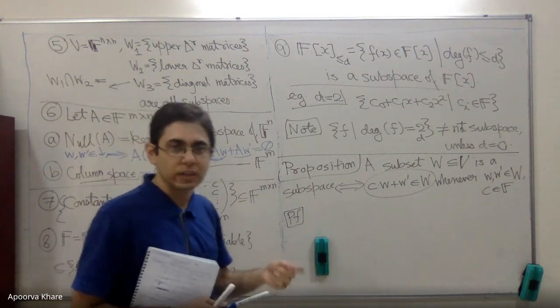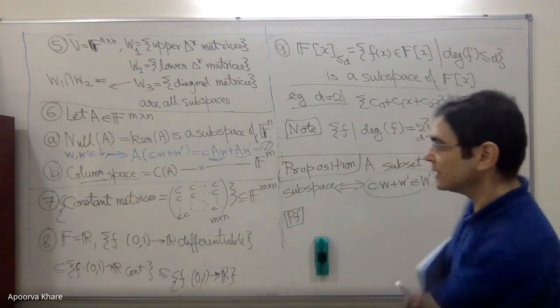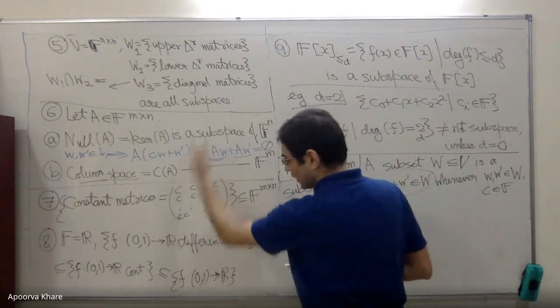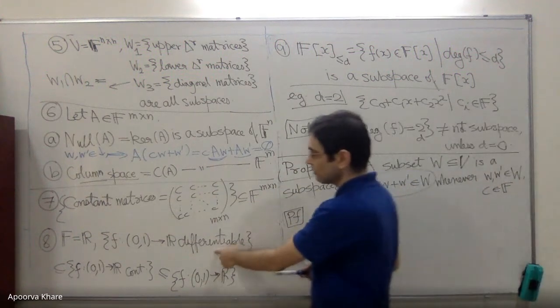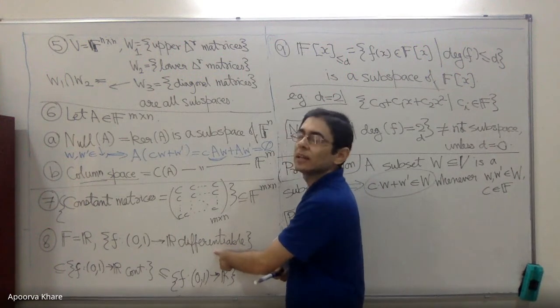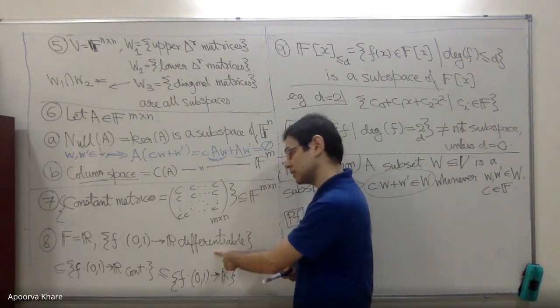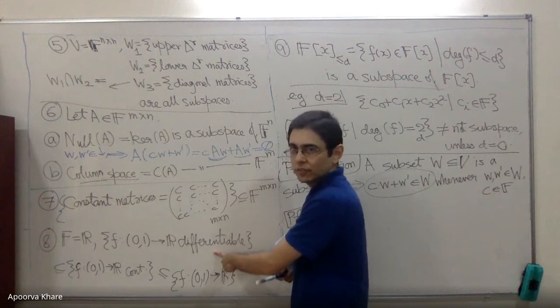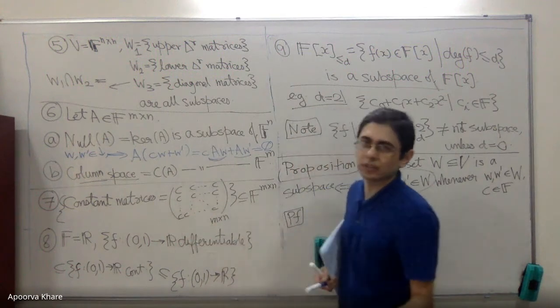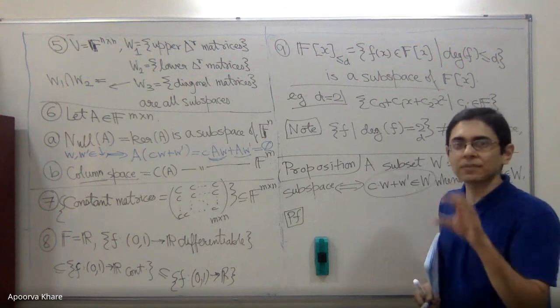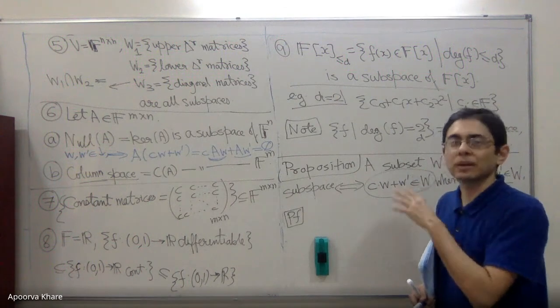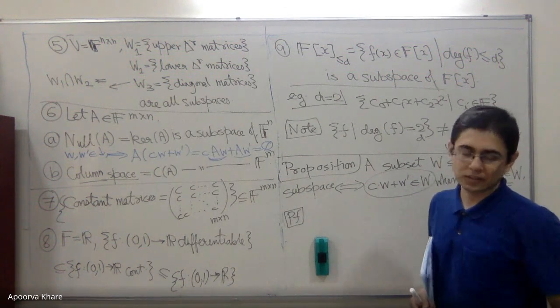So that is how you verify that certain subsets are subspaces. And the same thing goes for any one of these conditions, C times W plus W prime. If W and W prime are differentiable functions, then the constant multiple of W plus the other one, W prime, is still differentiable because you know the formula for the derivative. The derivative of CW plus W prime is C times the derivative of W plus the derivative of W prime. So you can just write this down.